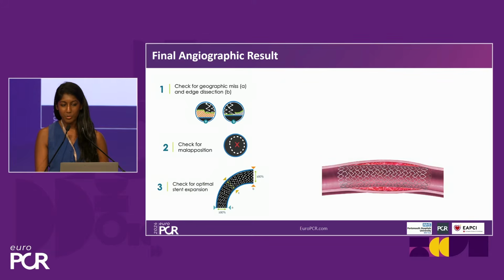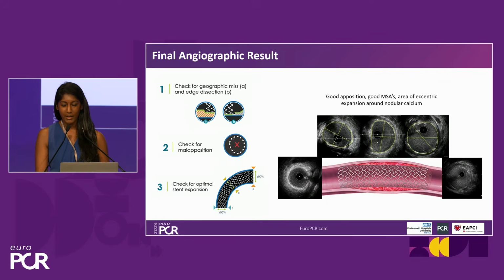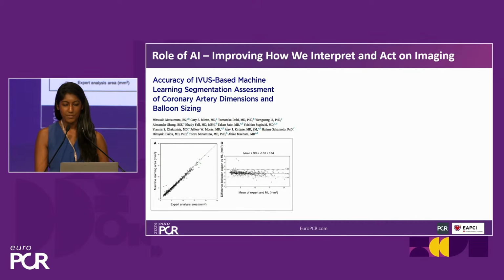So then when we look at our post-stent workflow, we're checking for geographic miss and edge dissection. So these were my proximal and distal edges, proximal on the right of your screen, distal towards the left of your screen, and there's no edge dissections there, and they're landed in pretty good, healthy vessel. We then look at apposition and expansion, and you see here in the center picture of the three at the top, there is quite eccentric stent expansion around nodular calcium, but the areas are very good, so you wouldn't chase this because there's a risk of perforation. So a systematic approach to looking at your areas and how well optimized your stent is. And that's what the algorithm helps us to do.